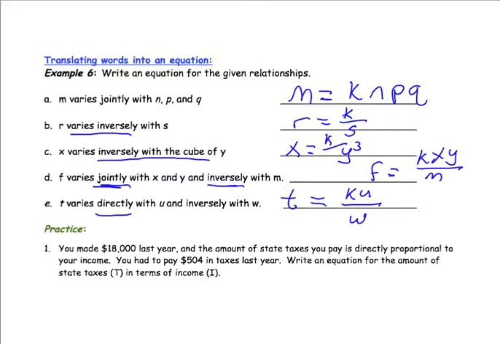The rest of the notes are practice. The answers are on the last page.